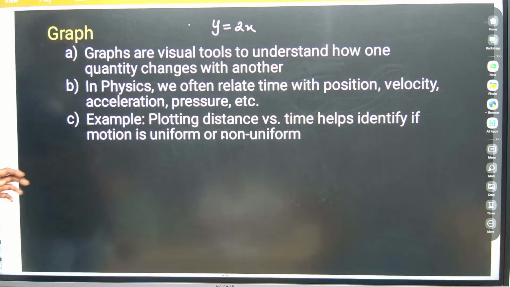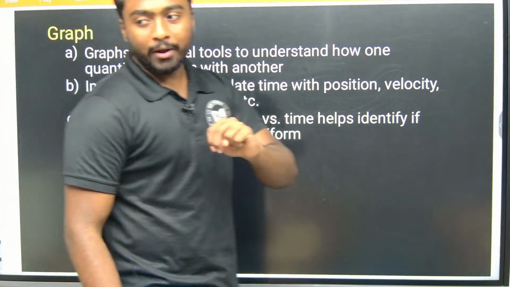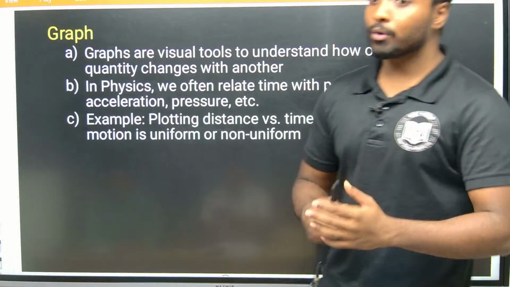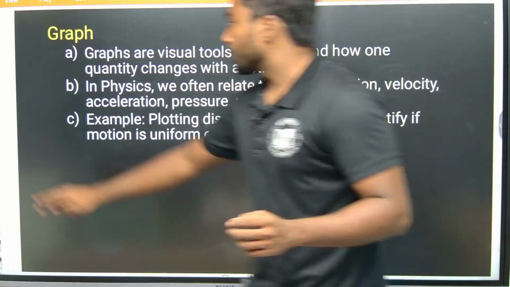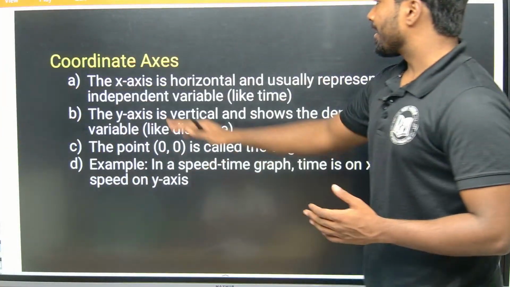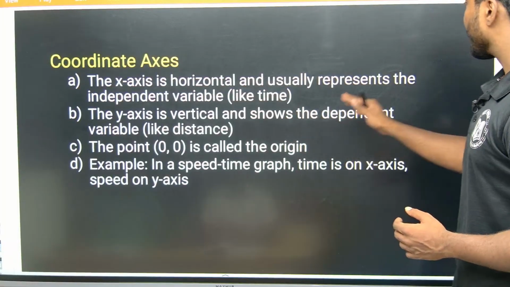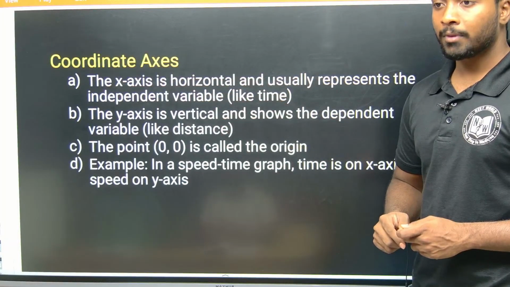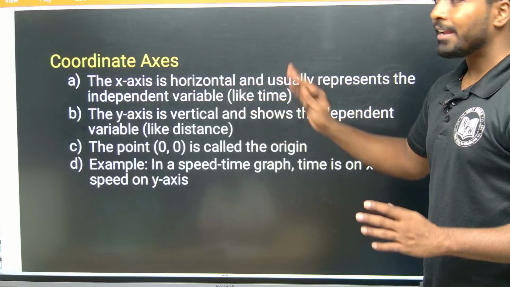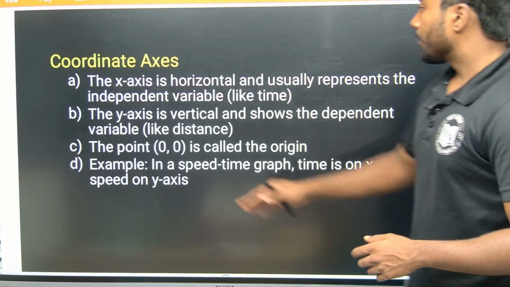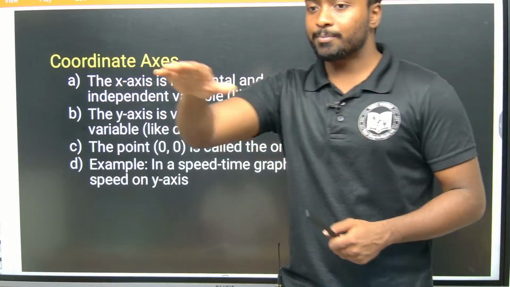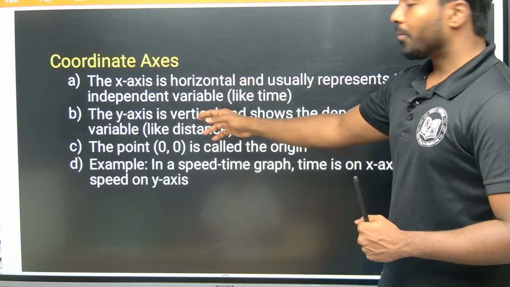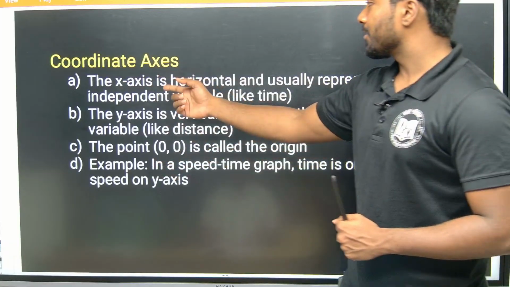That is the coordinate axis. We have seen two axes, x and y, and z also is there, in a graph x, y, z. When we talk about the coordinate axis, the x axis is horizontal and usually represents the independent variable, like time. The y axis is vertical and represents the dependent variable.